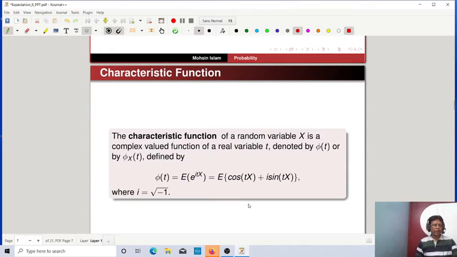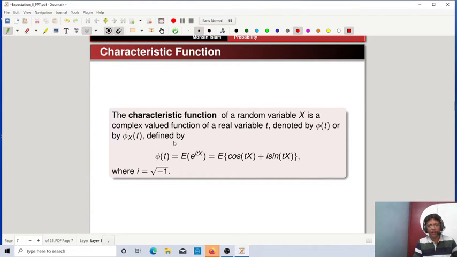Now, next we'll define the characteristic function. So what is the characteristic function? And we will give you the examples also. The characteristic function of a random variable x is a complex valued function of a real variable t, denoted by phi(t) or phi_x(t), and defined by phi(t) equal to expectation of e to the power itx.